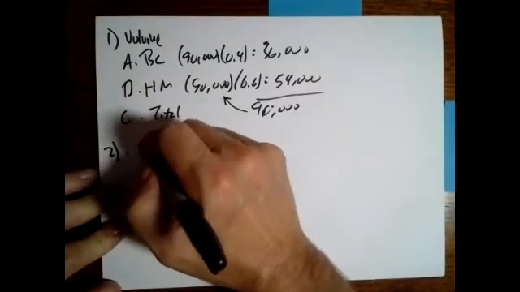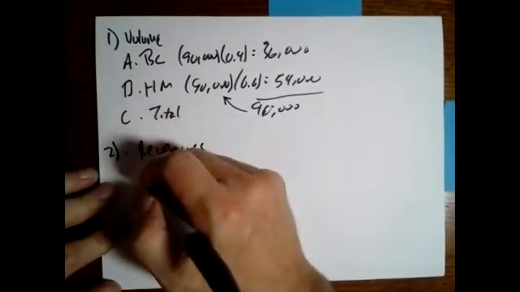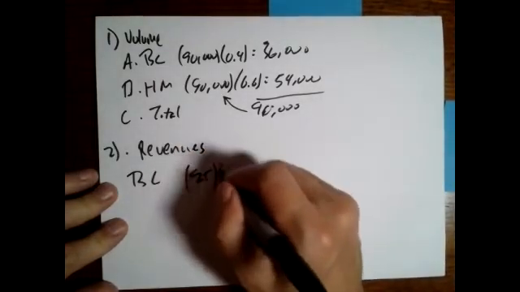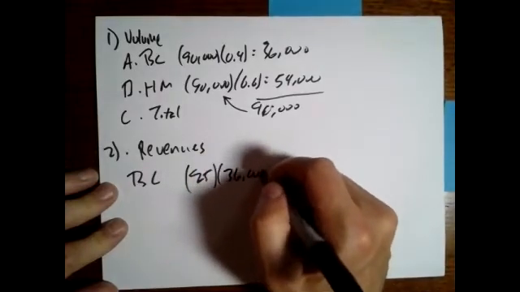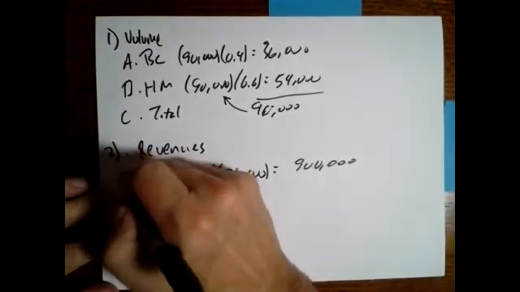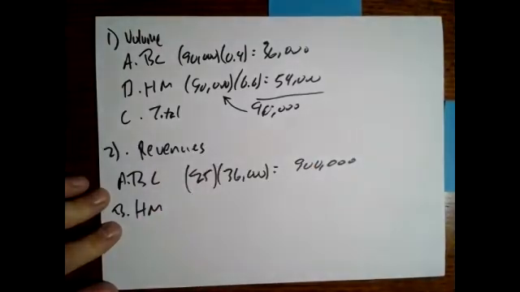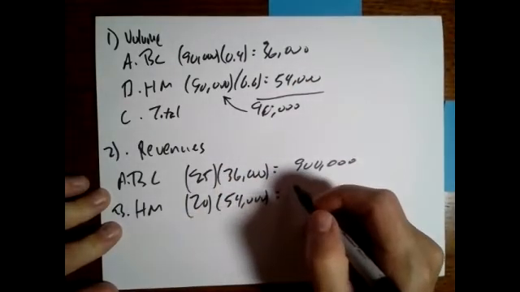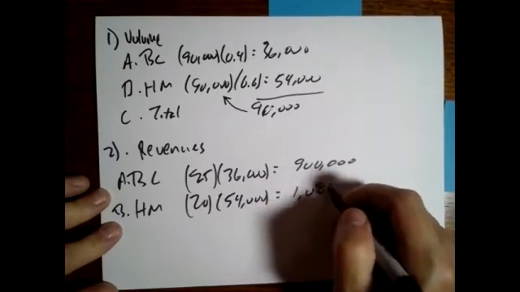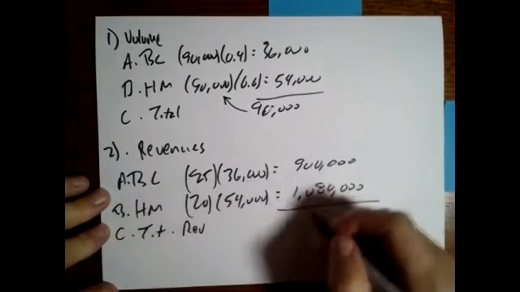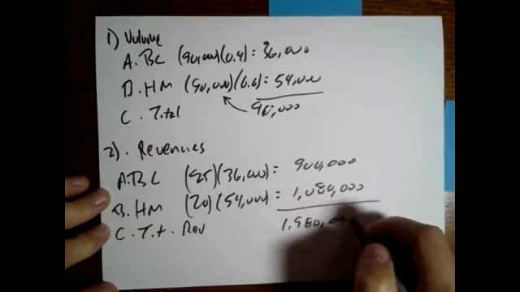Next, we'll have our expected revenues. And so we'll divide that by provider. So Blue Cross, we're told, is going to pay us $25 per visit times 36,000 visits, which gives us a total of 900,000 in revenues. Part B, Highmark is going to reimburse us at $20 per visit times the 54,000 visits. $20 times 54,000 is 1,080,000. So C, total revenue is going to be the sum of that, so that's 1,980 million.